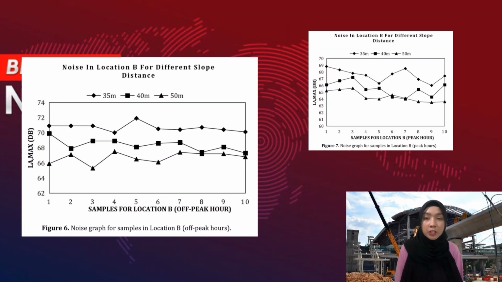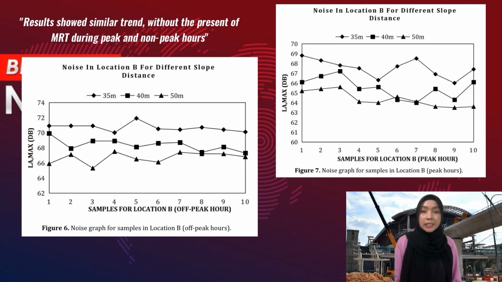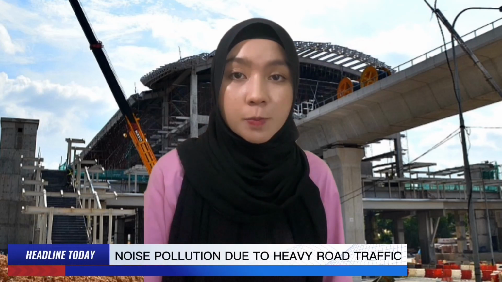As for the data collection at Jalan Kasah, the results also show a similar trend without the presence of MRT during peak and non-peak hours. These findings suggest that efforts to reduce noise pollution in this area should focus on mitigating the impact of other sources of noise, which is traffic. Residents in Lorong Kasah Tepi, Malaysia are experiencing noise pollution due to heavy traffic on the Sprint Expressway E23. The expressway connects several residential areas and popular destinations in the Klang Valley regions and serves as a central connection between Kuala Lumpur and surrounding areas.